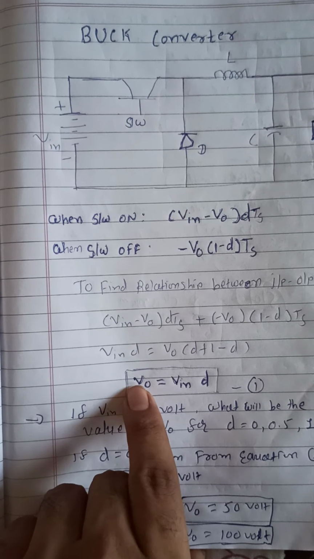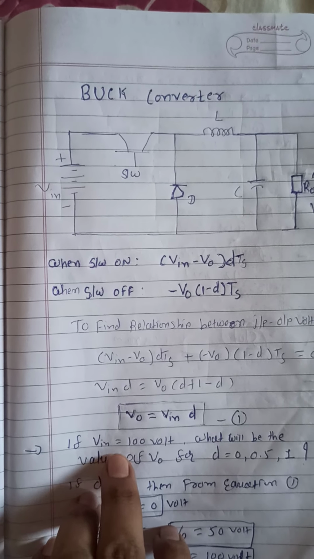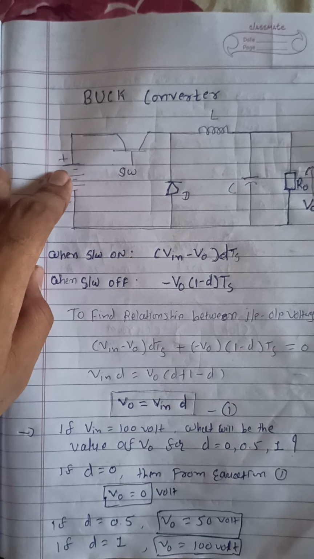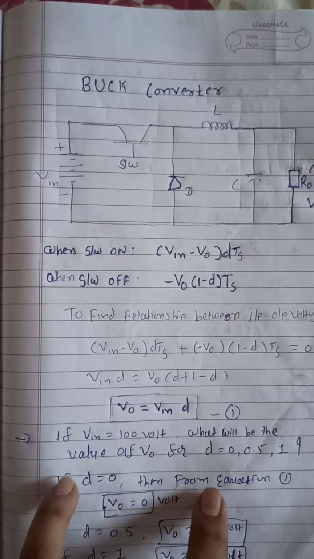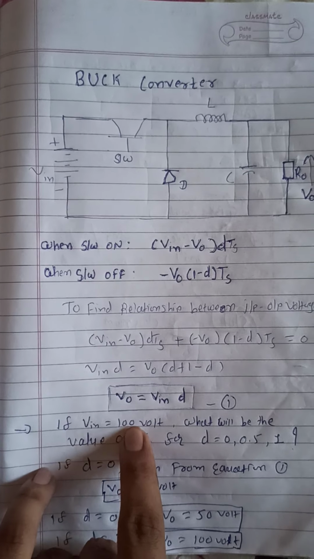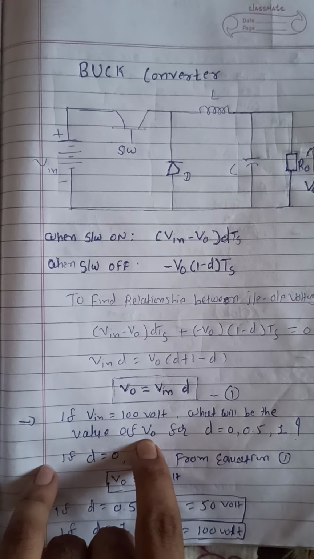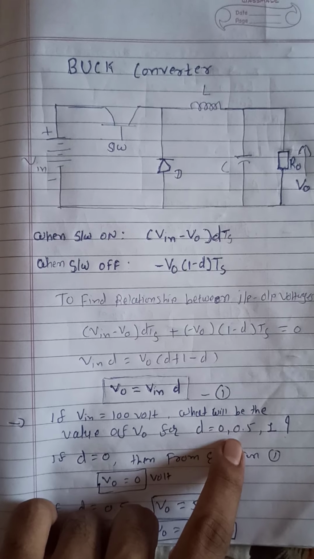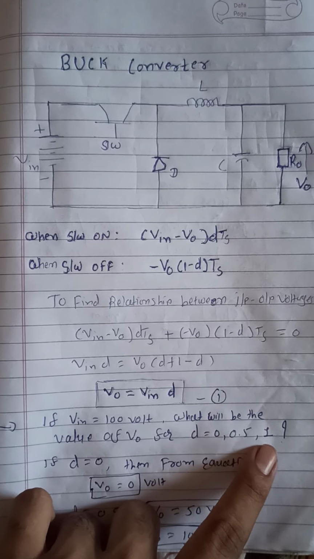Let's see an example. If V in is equal to 100 volt, meaning the input battery voltage is 100 volt, then how much voltage will I get at the output side? If the input voltage is 100 volt, what will be the value of V0, the output voltage, for these three cases? If the duty ratio D is 0, 0.5 and 1.